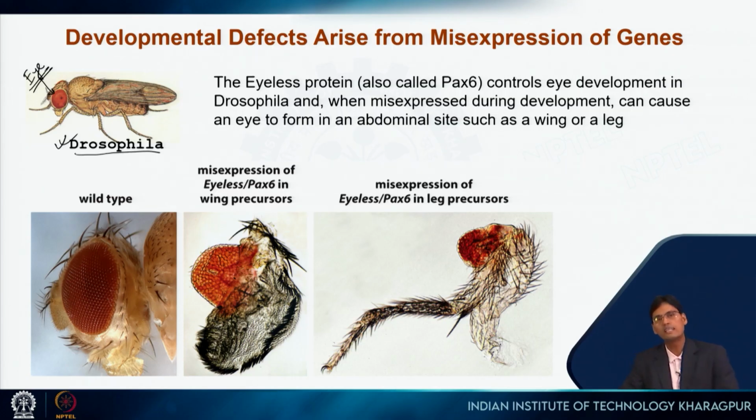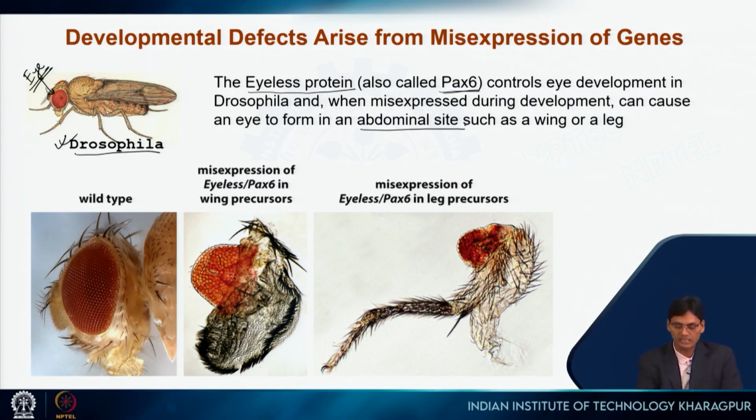Now there are many genes involved in the development of the eye in Drosophila. One of the important genes, or rather important proteins, is the eyeless protein, which is also known as PAX6. This is the product of some gene. That controls eye development in Drosophila. But when it gets misexpressed, when its expression is not controlled properly, then we can see the development of eye on the abdominal side.